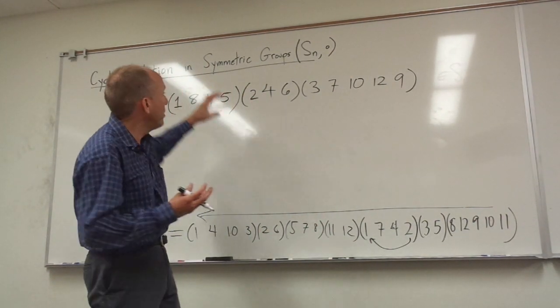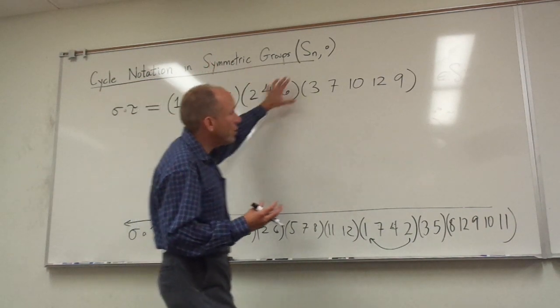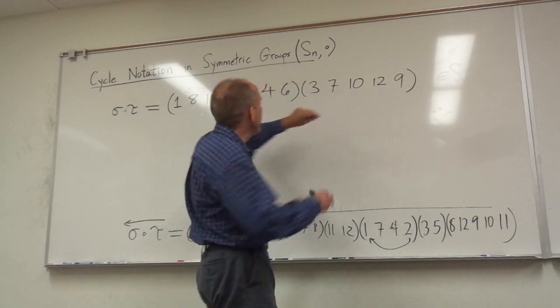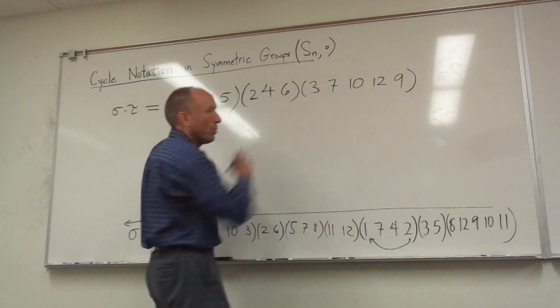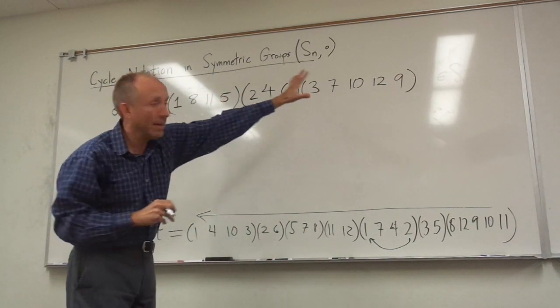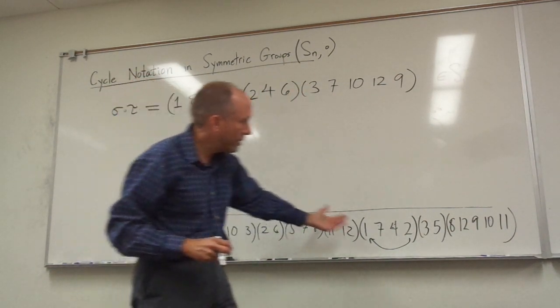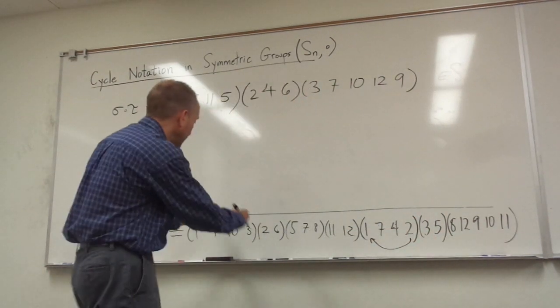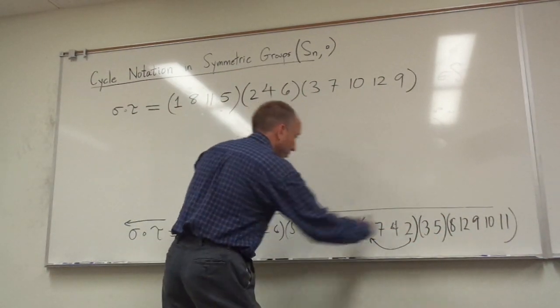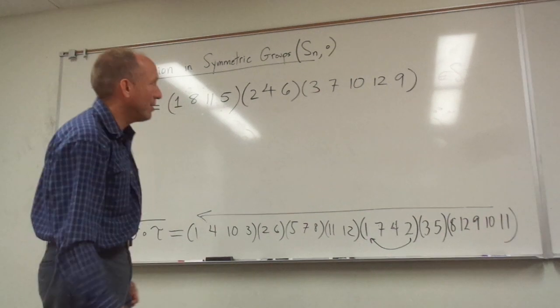Well, it's because this one consists of disjoint cycles. There's no number appearing in more than one place up here, right? Whereas down here, this is unsimplified because I see the same numbers in different cycles, right? That's kind of how you know that.